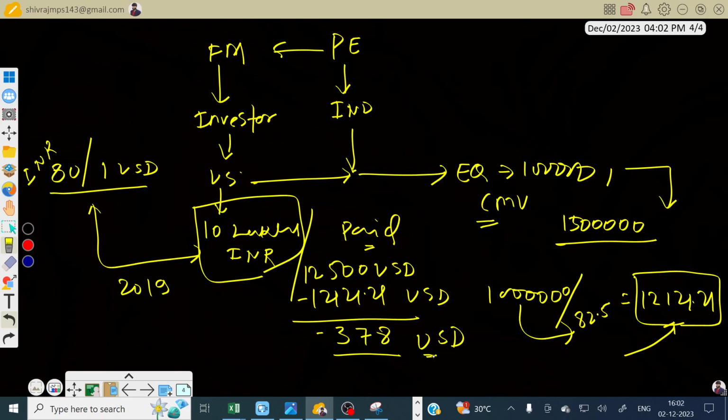You will have to pay, means calculation would be like this: 10,31,250 as a capital only.